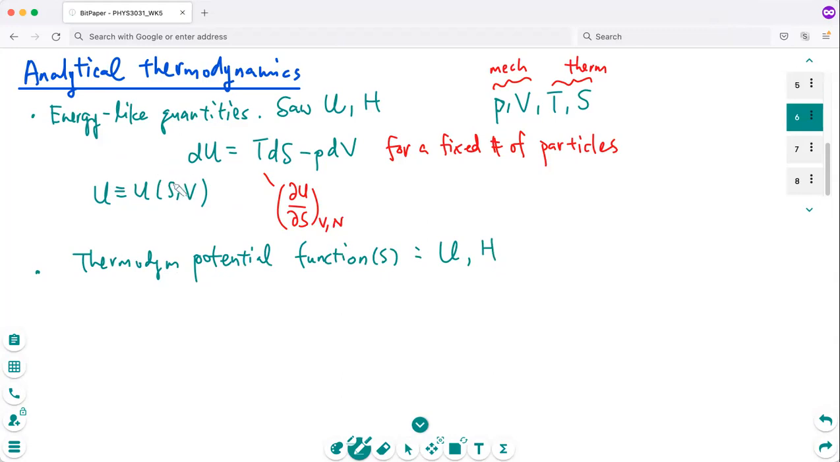Now if you don't like the entropy and want to replace it by temperature, you have another two. If you have T and V, as well as T and P, that will give you two other functions. Those will be given to you very soon. Those will be the Helmholtz function, F, and the Gibbs function, G.